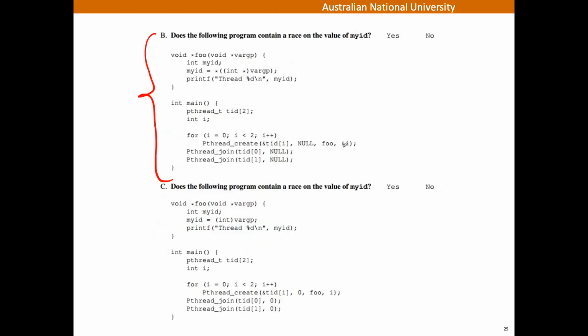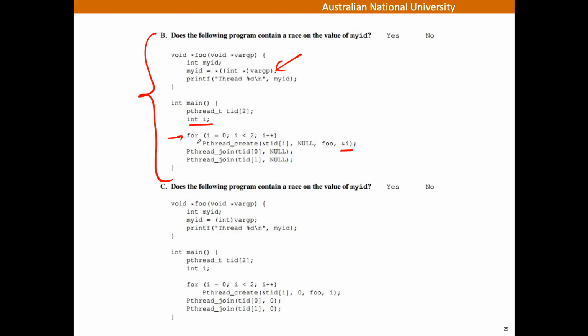So what are we doing now? We are passing the address of stack variable I. Is there a race on my ID? There is a race on my ID. While one thread is dereferencing, the stack variable might get updated by the main thread. There's a race on my ID.